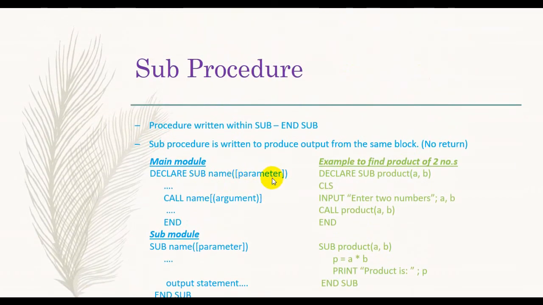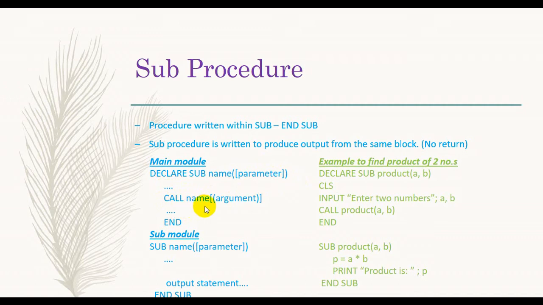Okay, so here is the syntax or the structure for writing the program in modular way. This is the main block. In the main block we write DECLARE SUB and the name, and inside small brackets the parameter is kept inside square brackets. The meaning of square brackets is that this parameter may be there or may not be there, but there must be small brackets even if there is no parameter, and there may be some statements later.